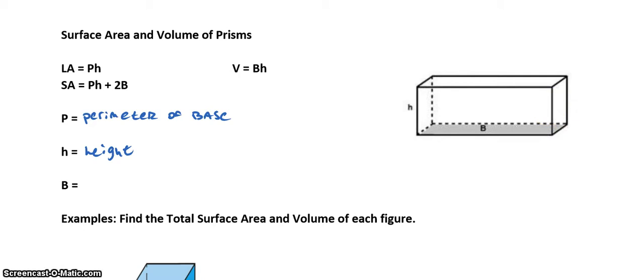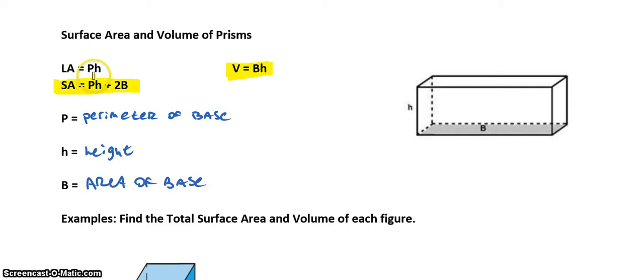So B stands for the area of the base. If the base was a rectangle, it would be the area of a rectangle. We could have triangular prisms, in which case the base would be a triangle, and you'll see in the next one. Or we could have a hexagonal prism, in which case the base is a hexagon. So these are the formulas we're going to use. So for surface area, this is the big one, and volume, this is the big one.